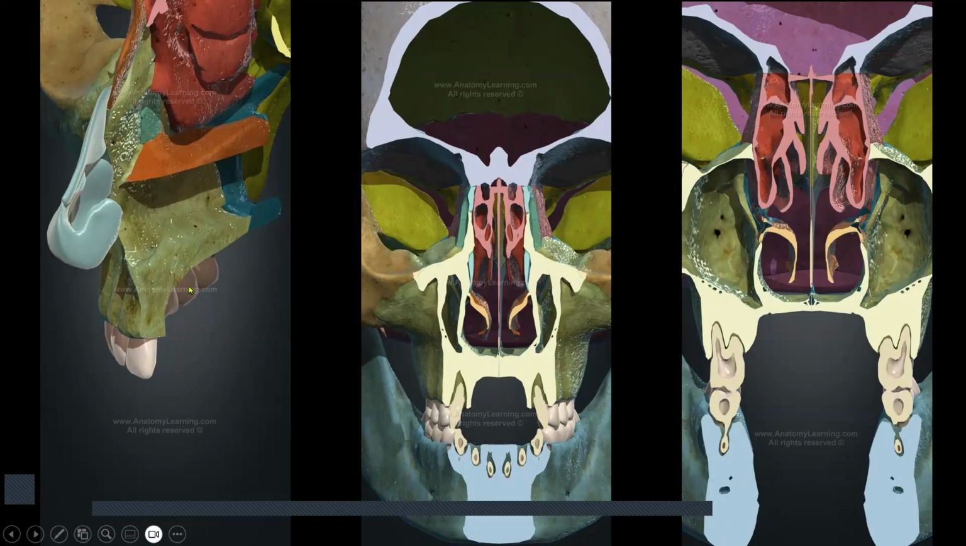If you see the nasal floor in this picture, the nasal floor spreads from anteriorly to posteriorly. But the only difference is, from anterior to posterior, the thickness and its strength vary.